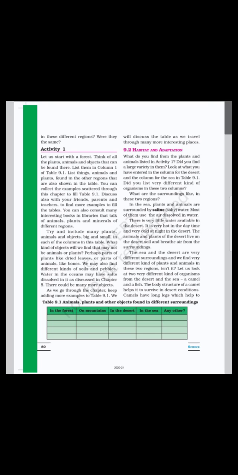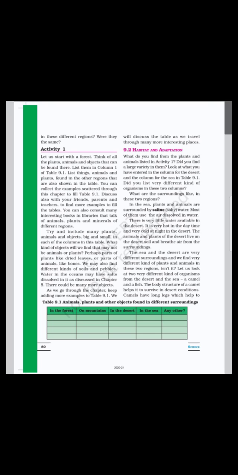The sea and the desert are very different surroundings, and we find very different kinds of plants and animals in these two regions, isn't it? Let us look at two very different kinds of organisms from the desert and the sea. A camel and a fish. We have the example of a camel and a fish.